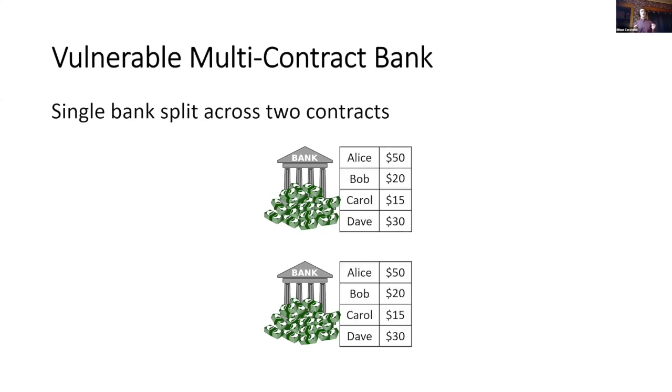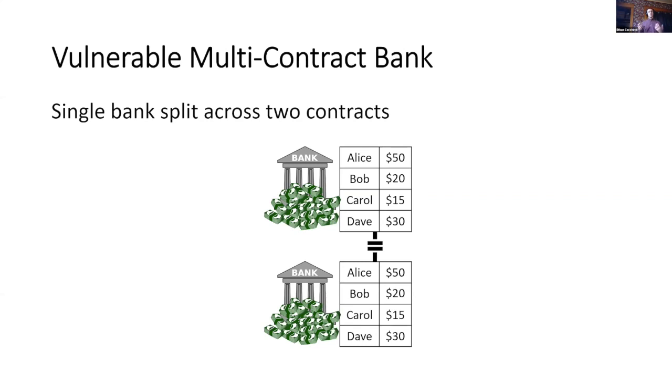Also, each of the contracts is going to store its own copy of the bank's account balance sheet. So maybe Alice has $50 in her account, Bob has $20 in his account. And while both contracts are storing a copy of this, it should be exactly the same. This is a copy of the entire balance sheet for the entire bank. So someone should be able to deposit money into one contract and pull money out of the other one, for example.